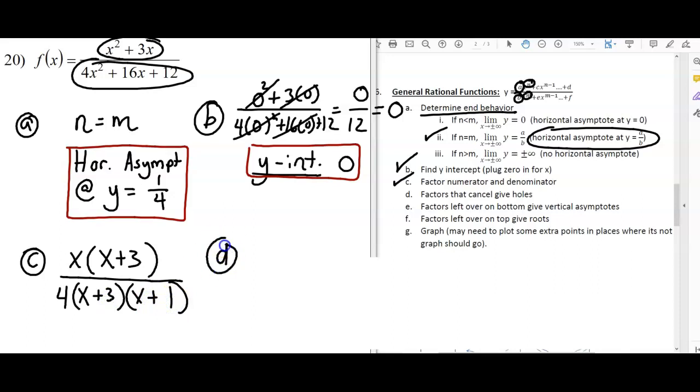Step D, the factors that cancel give holes. So those cancel, and therefore x plus 3 equals 0. We will solve that. And we have a hole at x equals 3.